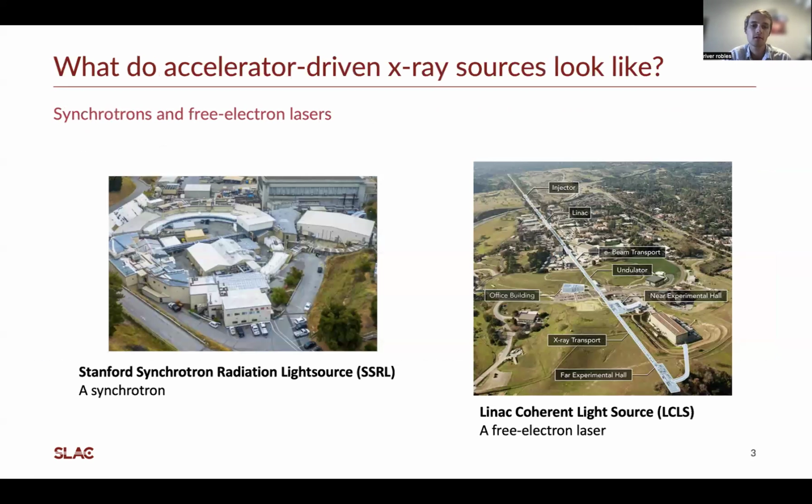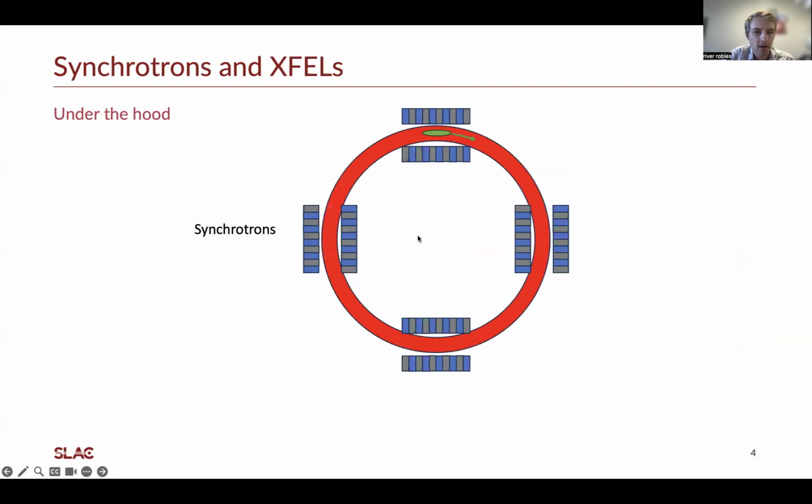So if we take slightly higher quality aerial images of these devices, you'll see them here. On the left, you see SSRL, the synchrotron device. Synchrotrons are X-ray sources that are fundamentally circular in nature. They're driven by a circular accelerator. And on the right, you see the LINAC Coherent Light Source, a free electron laser, which is a linear accelerator. These look very different from the sky.